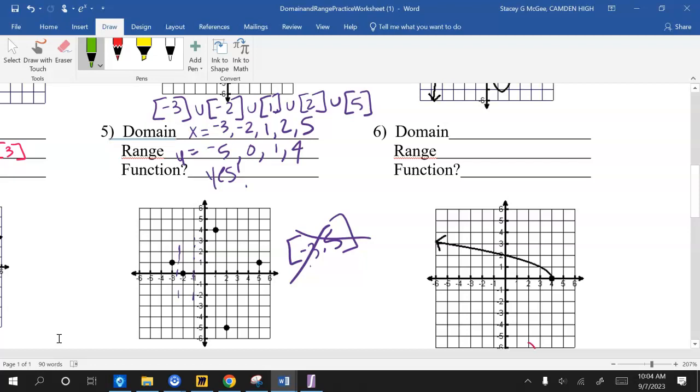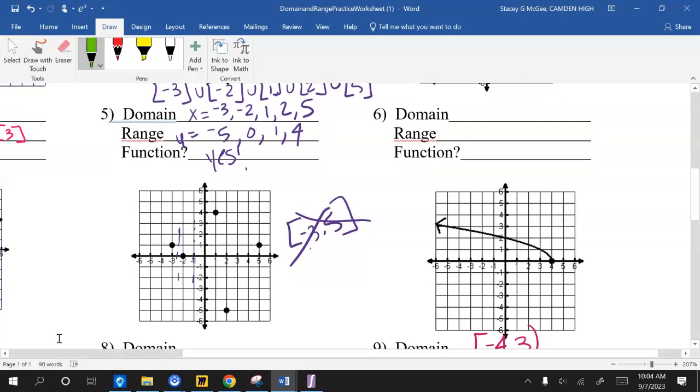All right, what's the domain on number 6? Left as far as you can go, so negative infinity, 4, bracket. There you go. How about the range? Bottom x values, 0 to infinity. Is that a function? Yes, it is. Yep, it's going up. The lowest it goes is zero, and then it goes up forever.